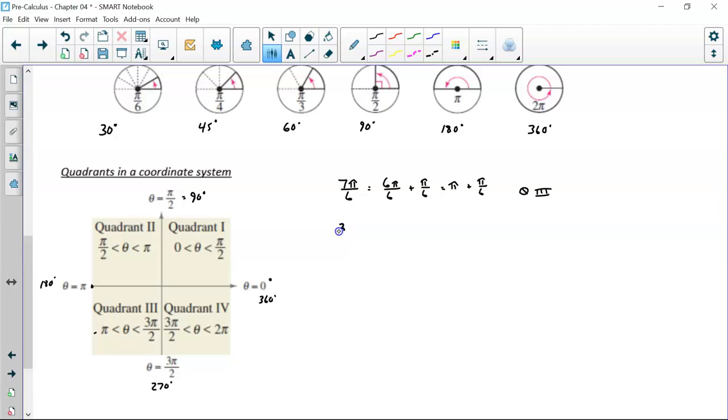If we have 3 pi over 4, pi over 2 is the same as 2 pi over 4, and pi is 4 pi over 4. So 3 pi over 4 is going to be between pi over 2 and pi. That means we're in quadrant number 2.